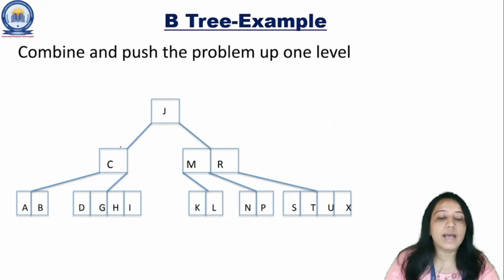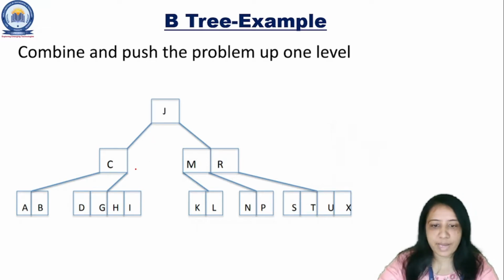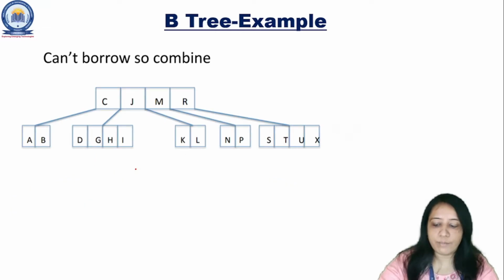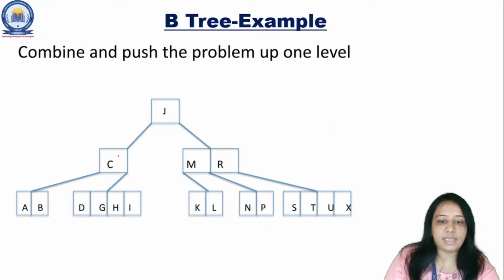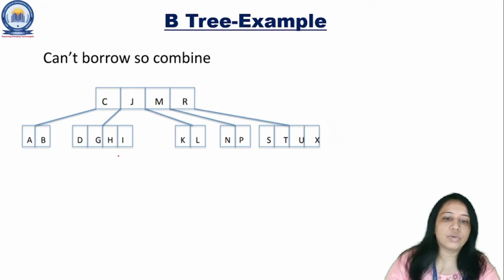Now we have C, which is only 1 key, and that is also not possible. Again we think about borrowing from the neighbor, but it is not allowed because only 2 keys are there. So we need to combine it, giving C, J, M, R, because you can see that J is at the root level. So that is the rule.